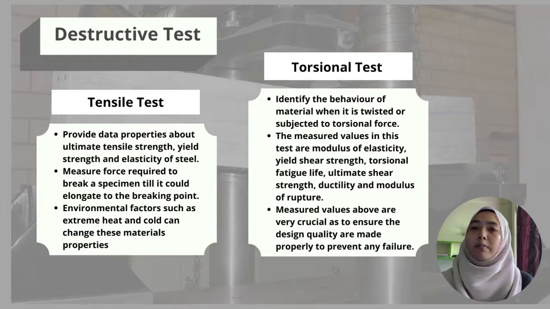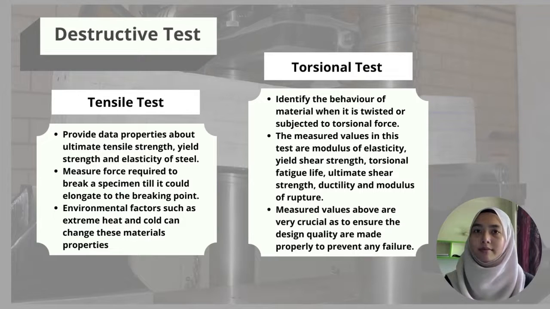Next, depending on whether the material is brittle, ductile, or has the characteristics of both, the ultimate tensile strength might not be the same as its breaking strength, because sometimes a specimen might be ductile when tested in the lab, but when it is placed in service, the material may change its behavior. So we can say that environmental factors such as extreme heat or cold can change its material properties.